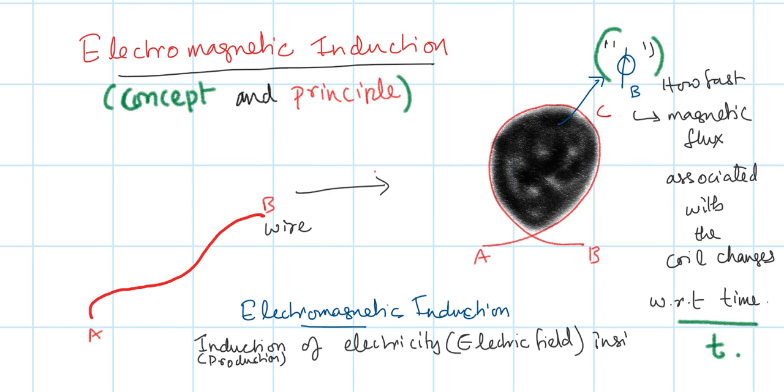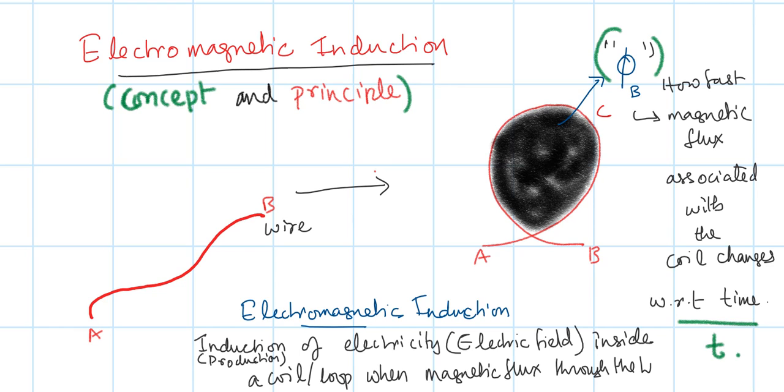inside a coil or loop when magnetic flux through the coil changes, through the loop changes. Coil or loop can be used synonymously. So this is not a formal definition of electromagnetic induction.